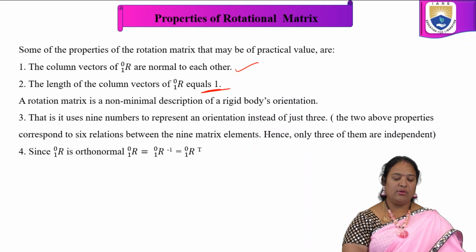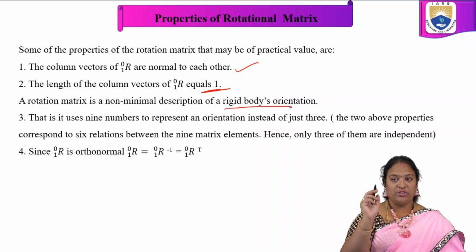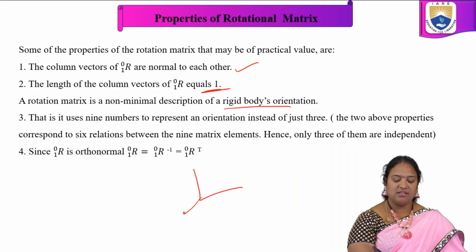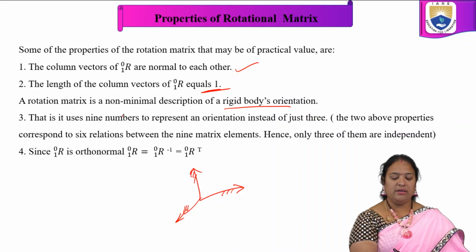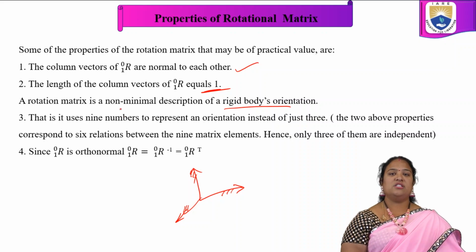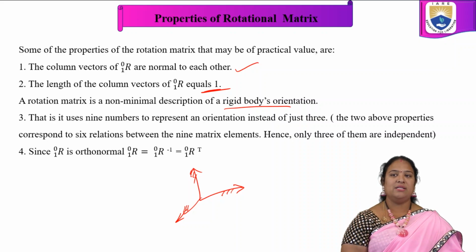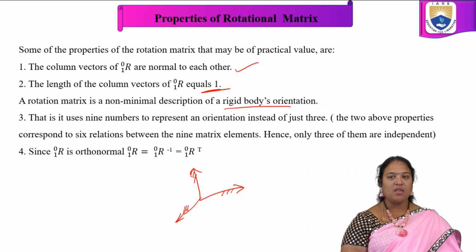Not only that, a rotational matrix is a non-minimal description. It is a rigid body orientation. As I've told you in the first diagram, when we are considering the 3 axes, that is X, Y and Z, all these axes are rigid body axes. So a rotational matrix is a non-minimal description of a rigid body orientation.